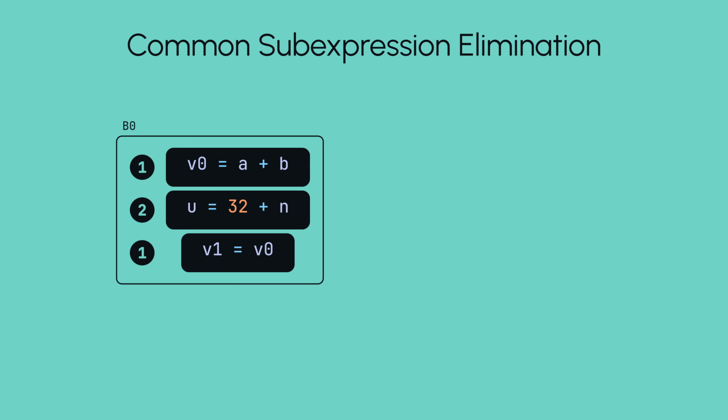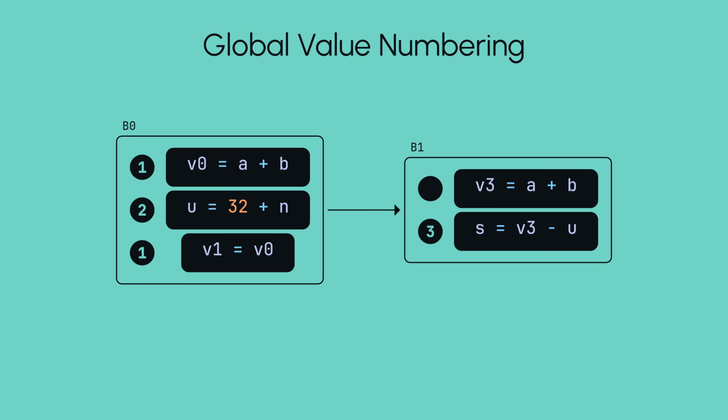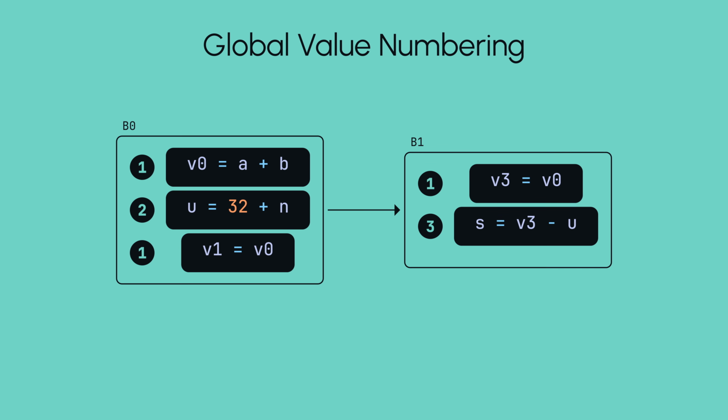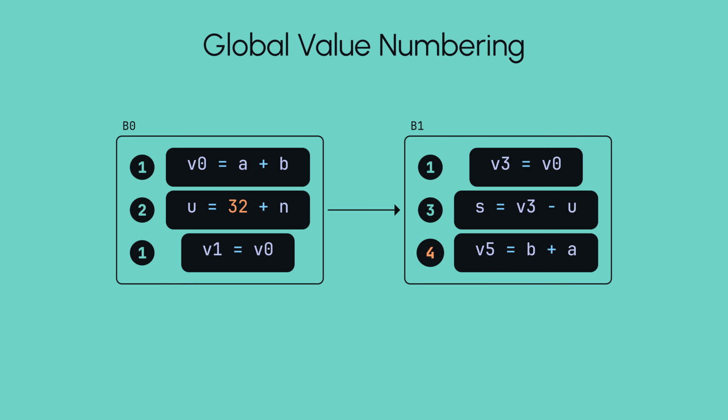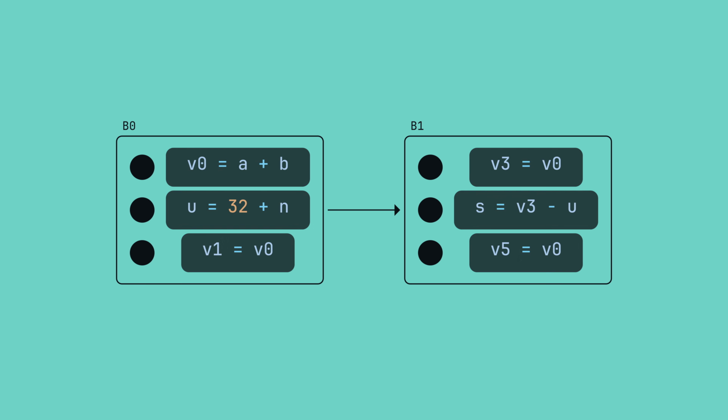On SSA, this generalizes to global value numbering, which identifies values that are provably equal, even when they came from different SSA names. So if v0 = a + b shows up in one block, and v3 = a + b in another, GVN gives them the same number, and the second collapses into a reference to the first. We can also sort operands, so b + a becomes a + b, which is called canonicalization. And so we catch the commutative cases too.